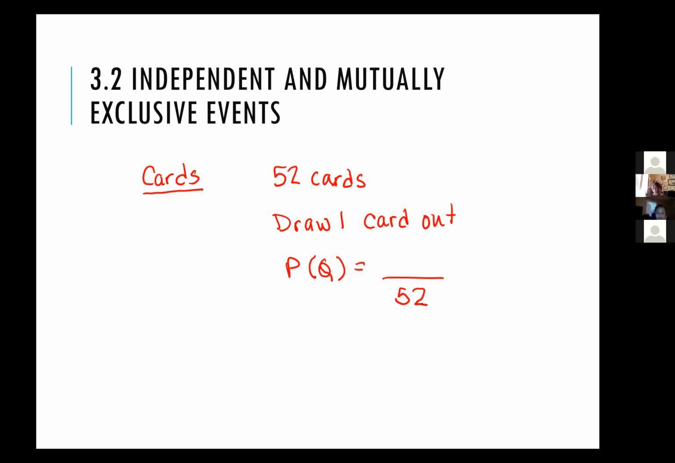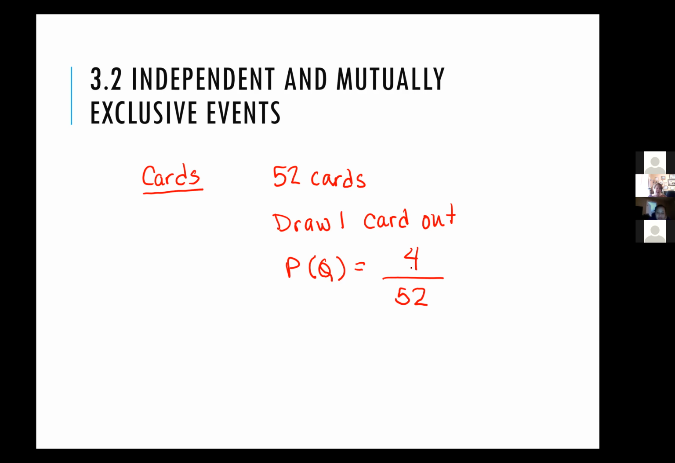But 4 of those outcomes are queens. I could get a queen of hearts, a queen of diamonds, a queen of clubs, or a queen of spades. So there are 4 possible outcomes that are queens. All right? So that's the probability of me getting a queen.